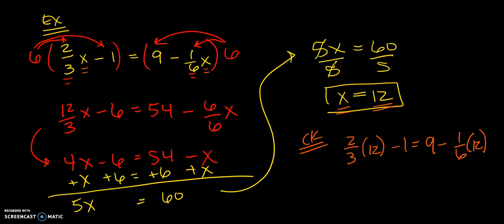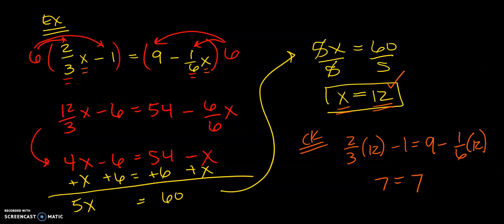All right, so a couple of ways you could see this problem. 12 times 2 is 24, divided by 3 is 8. You could also say 12 divided by 3 is 4. 4 times 2 is 8. Either way, 8 minus 1 is 7. 12 divided by 6 is 2. And 9 minus 2 is 7. And so I know that I am correct.